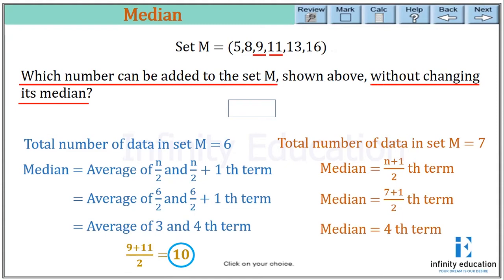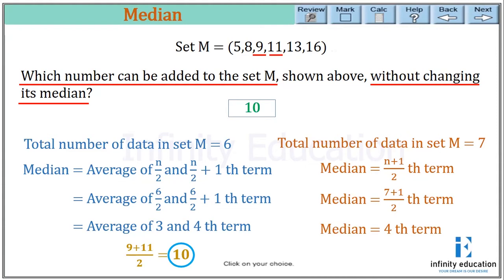If I am not allowed to change the median but I have to insert a number, that number must be 10 only. Then the new set will become 5, 8, 9, 10, 11, 13 and 16. So the middlemost value out of the 7 data is 10. I hope the question is clear to you.